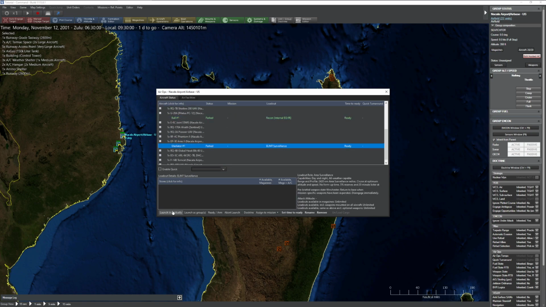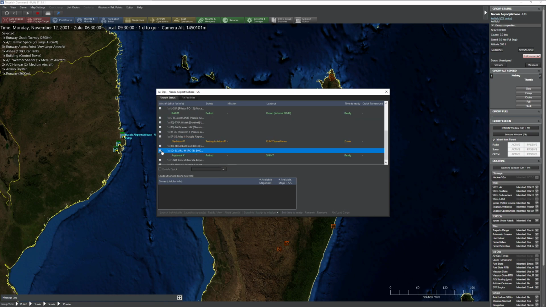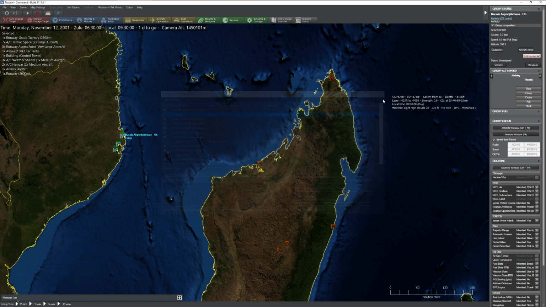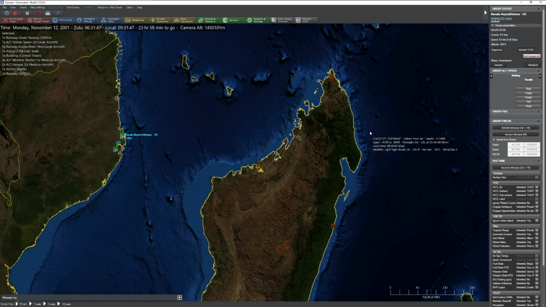I also have an EP-3. Let me borrow that one. And you know what? Why not? We'll grab this one too. That's a signals intelligence one too. So what these particular aircraft are going to do for me, is that the one? I don't want that one. What a signals intelligence aircraft is going to do is they're going to identify enemy radar emissions.